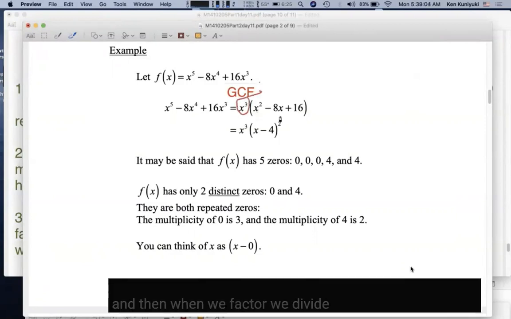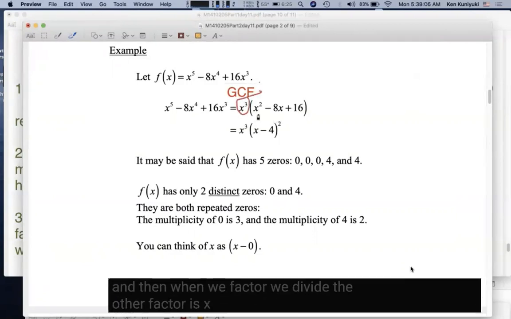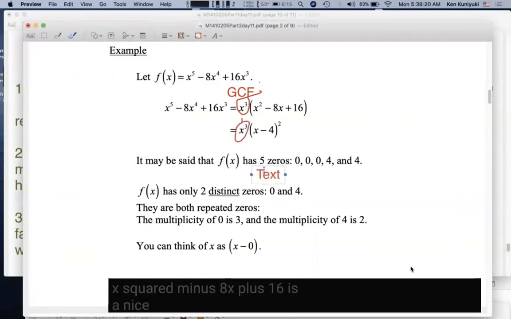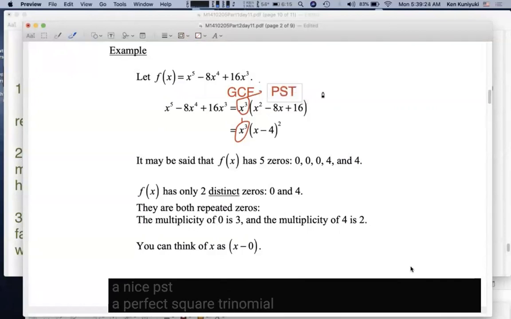And then when we factor, we divide. The other factor is x squared minus 8x plus 16. The exponents go down by 3. Now, x cubed is still there, but notice x squared minus 8x plus 16 is a nice PST, a perfect square trinomial, which can be factored as the square of x minus 4.